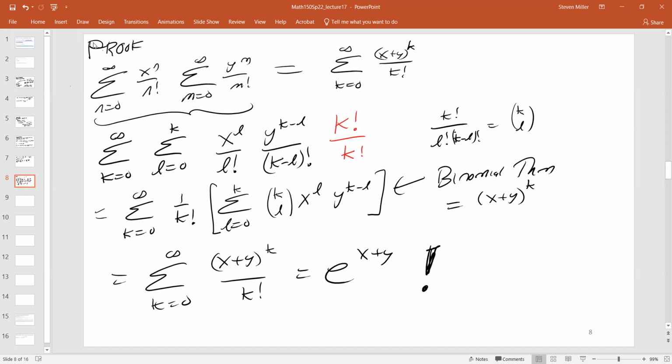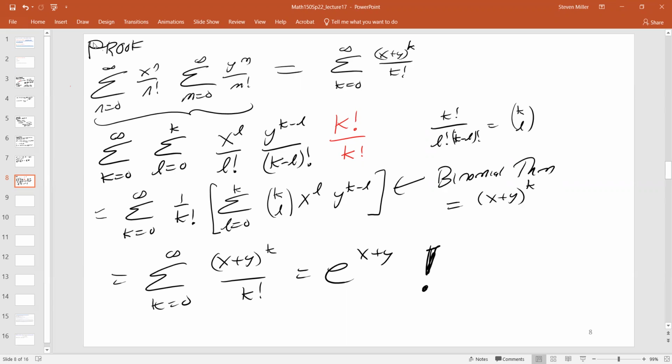So the exponential of x times the exponential of y really is the exponential of x plus y. But you have to go through and you have to prove it. It involves switching the summations around, and you have to show that this converges. You have to do a little bit of work to show that it converges. I'm not going to bother doing that. You have to use the binomial theorem. You have to multiply by 1 in a clever way.